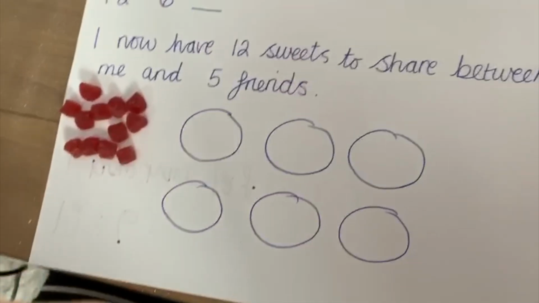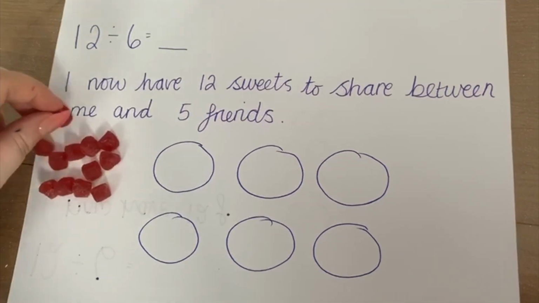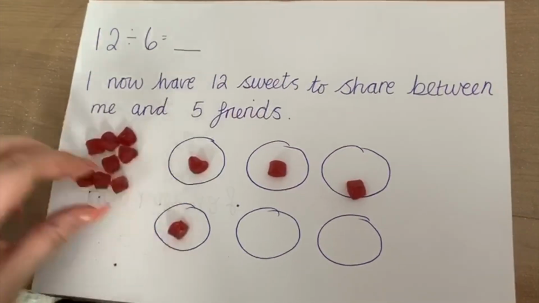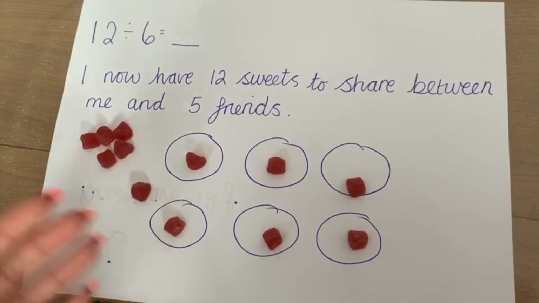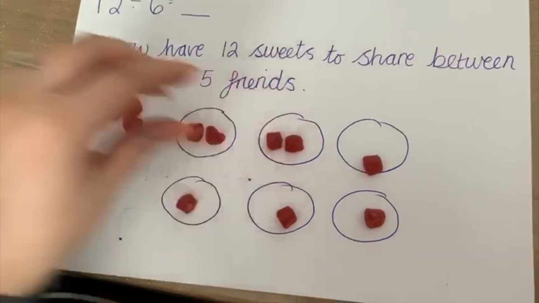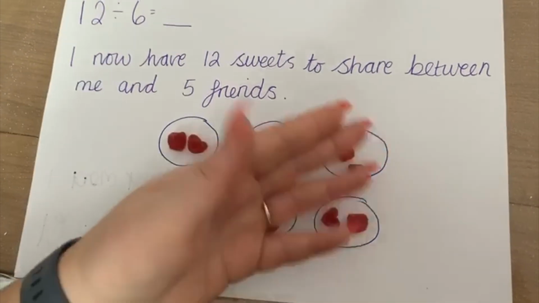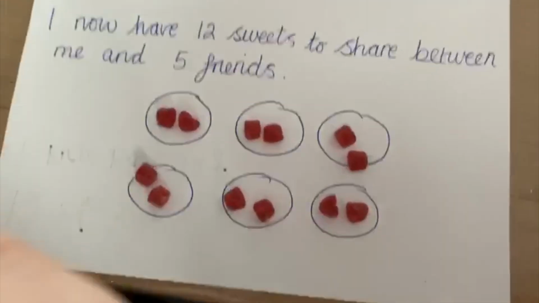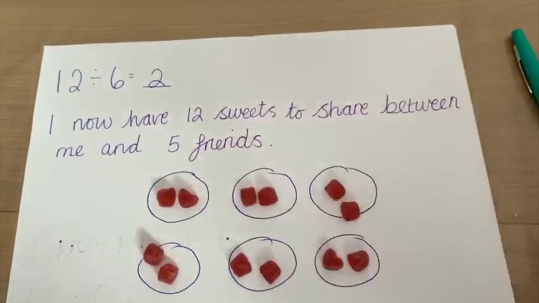And I need to place one at a time the sweets into each circle. 1, 2, 3, 4, 5, 6. Now all of my friends have 1 sweet. 1, 2, 3, 4, 5, 6. All of my friends have 2 sweets each. So I know that my answer is going to be 2.